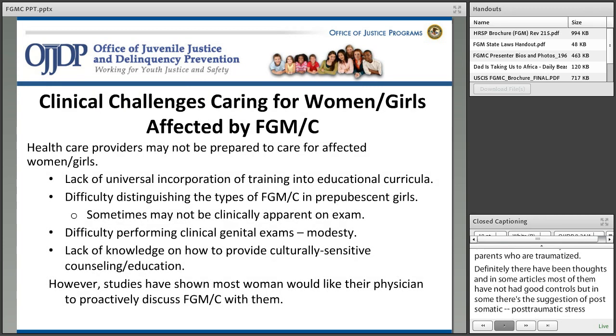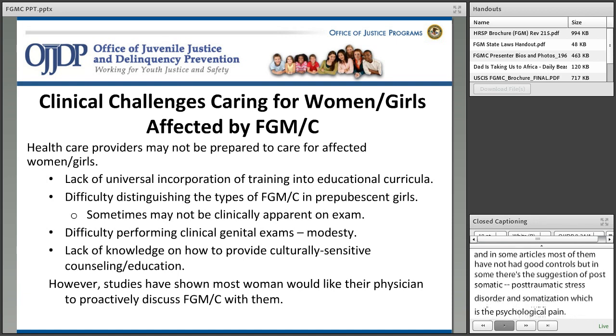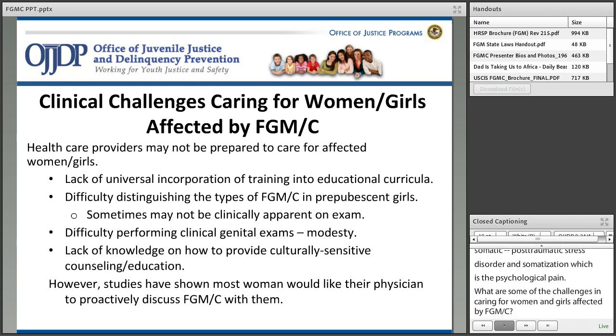So what are some of the challenges in caring for women and girls affected by FGMC? I think that part of why we're having this whole discussion is that often people don't know an awful lot about it. There's not a lot of training. It's not something that people are taught. So a lot of people approach this without really understanding it well.